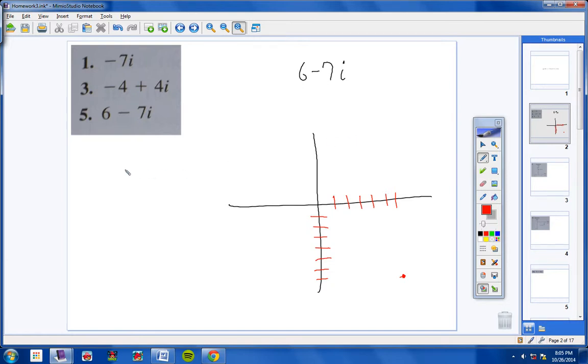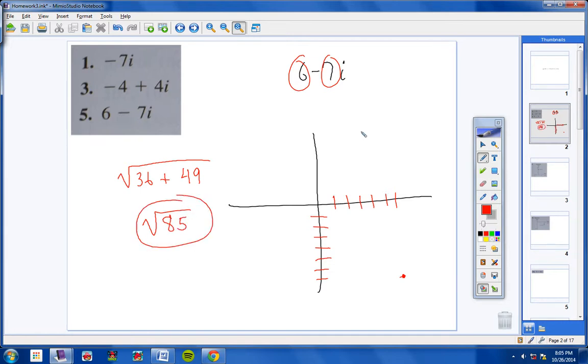Now let's find the absolute value of this complex number. We square this number here, that's 36. Square this number here, that's 49. Add those two numbers together, and we get 85. The square root of 85. I don't think we can simplify that. Let's see. 4 will not go into it. 9 will not. 16 will not. 25 will not. 36 will not. No, this cannot be simplified. So the absolute value of this complex number is the square root of 85.